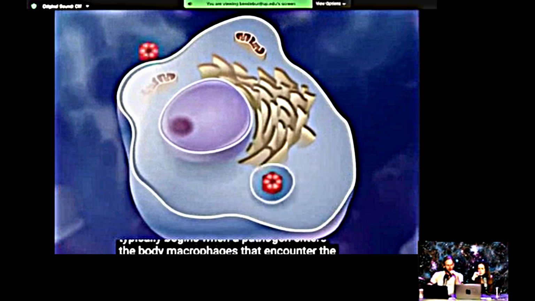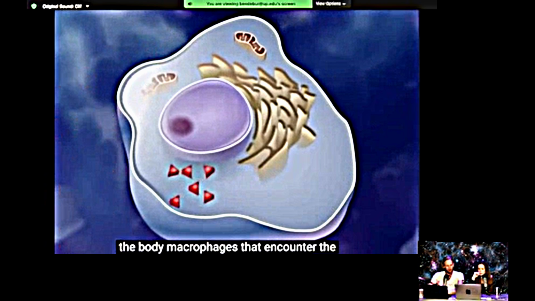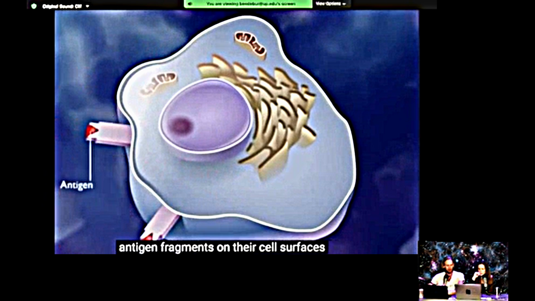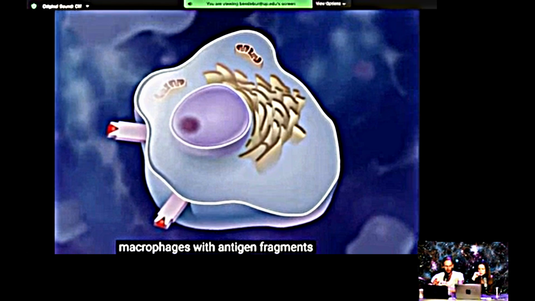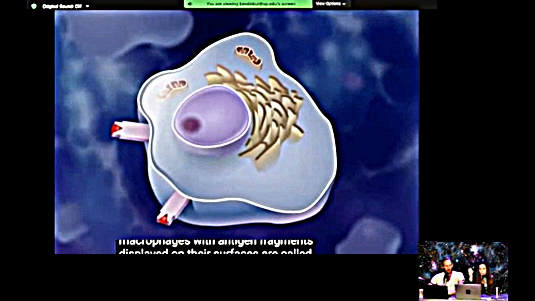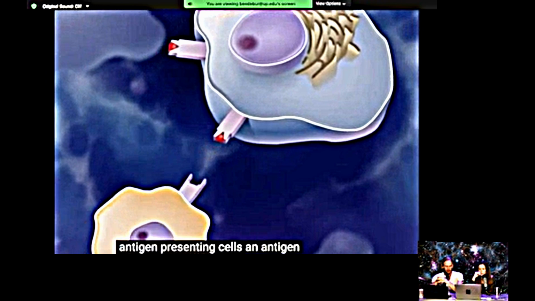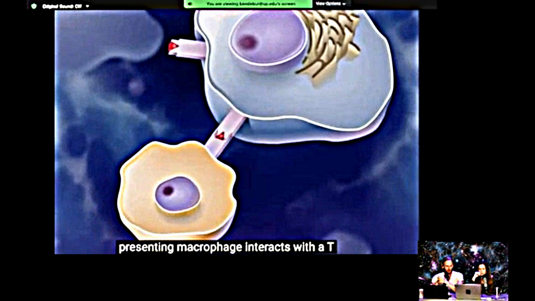So these are our macrophages. They could be dendritic cells. They have seen the virus, the antigen. They recognize the specific protein portion of it, and they start displaying it on their surface. They're holding it out. So they're called antigen-presenting cells.